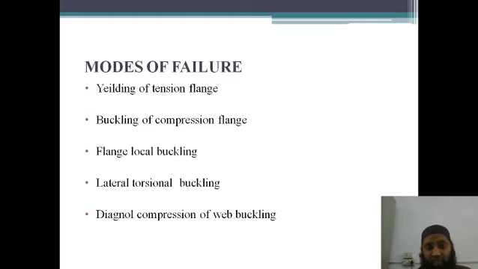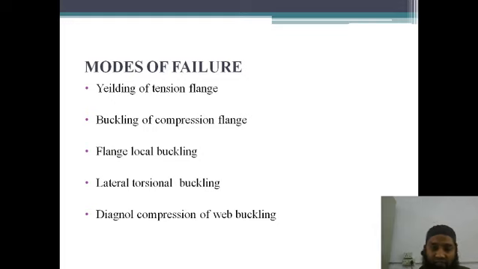Yielding of tension flange. As I had told you, the tension flange resists bending. Because of the high load, tension is formed at the bottom of the flange, and because of that there are chances of yielding, cracking, and thereby leading to collapse.